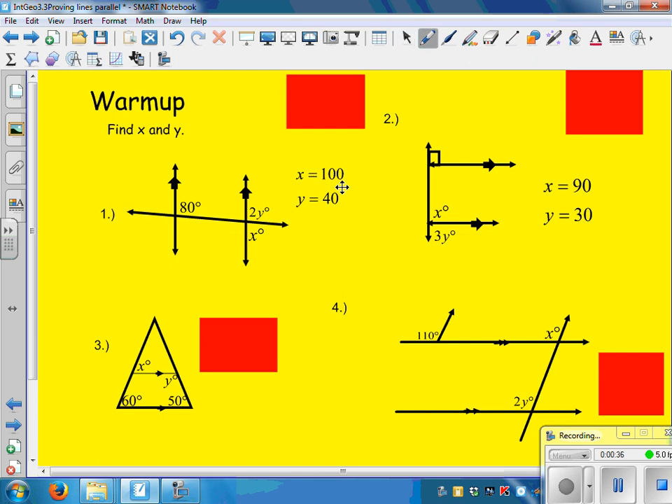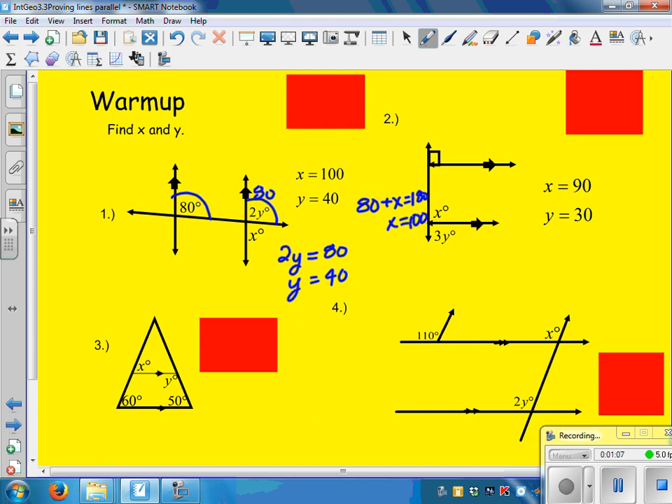So let's look at number 1. We have 2 parallels cut by a transversal. That means that the 80 and the 2y are corresponding. So they are equal in size. So you have 2y equals 80. Divide both sides by 2, you'll get y is 40. So that means this angle is also 80 degrees. The x with the 80, those are supplementary.